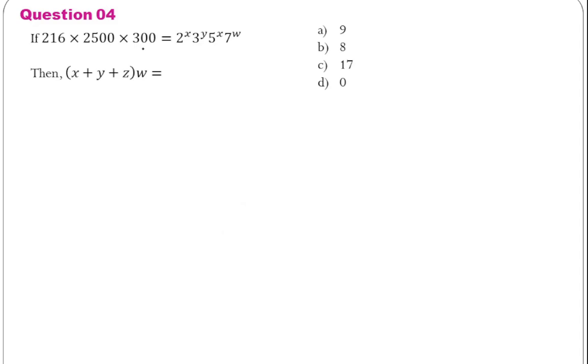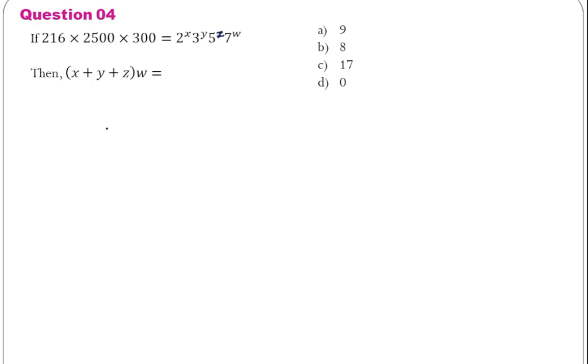Go to the fourth question. We have to write 216 initially in terms of 2 power x, 3 power y, 5 power z, and 7 power w. And then we have to find the sum of the first 3 powers, which is multiplied by the power of 7.